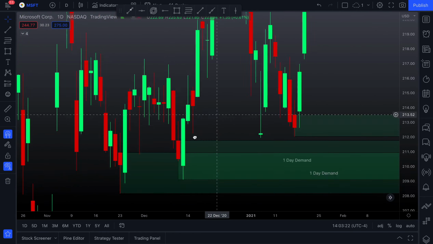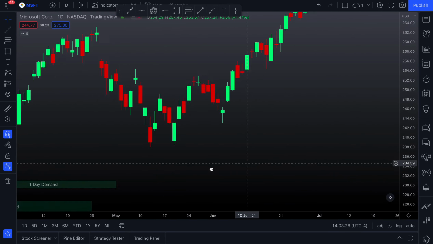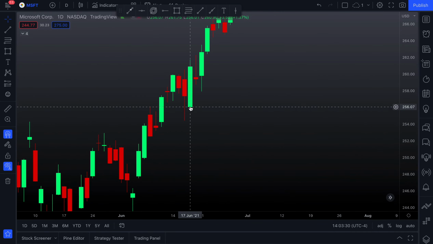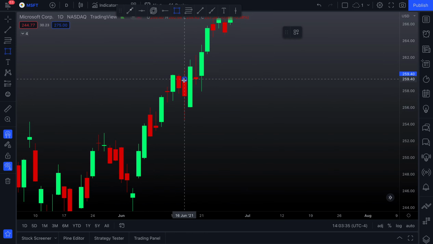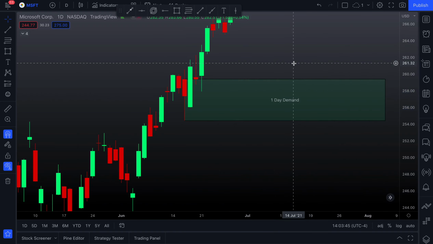Can we find any more engulfing demands? Oh, here we go. Engulfing demand, green's engulfing red. Go from the open of the red basing candle still, but still we go down to the lowest of the 2 points, the 2 candles, since it's an engulfing demand. So that would be right there. Draw it out. 1 day demand.